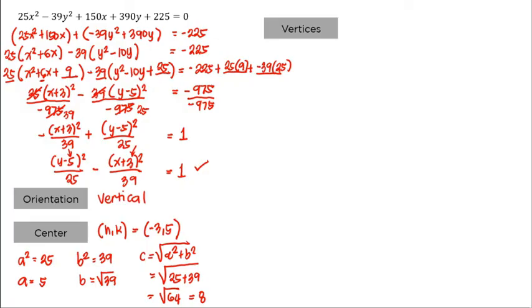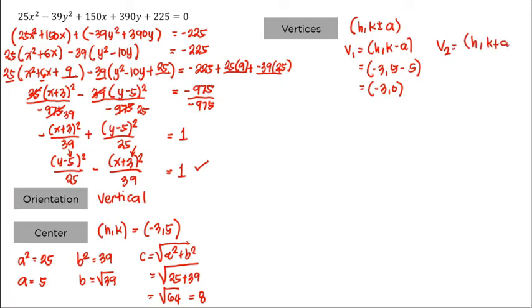First, the vertices. Since it is vertical, the formula will be (h, k) plus or minus a. So V1 will be (h, k) minus a, right? So that will be (negative 3, 5 minus a, which is 5). So this will be (negative 3, 0). For V2, that is (h, k) plus a. So that will be (negative 3, 5 plus 5), so that will be (negative 3, 10). Okay, so we have now the vertices.